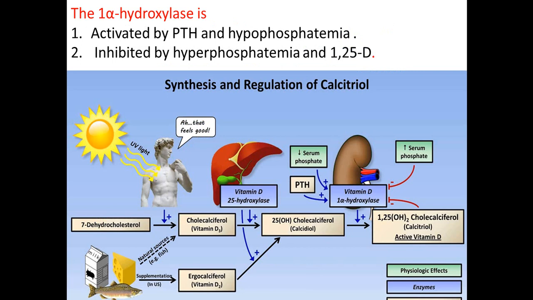So 1-alpha hydroxylase is present in the kidney here. This is the 1-alpha hydroxylase enzyme. It will be activated by the presence of the parathyroid hormone and by hypophosphatemia, when there is low phosphate in the blood, and it will be inhibited by the presence of high serum phosphate, hyperphosphatemia, and by the presence of a high amount of the active form of vitamin D3, as we call it, the calcitriol.